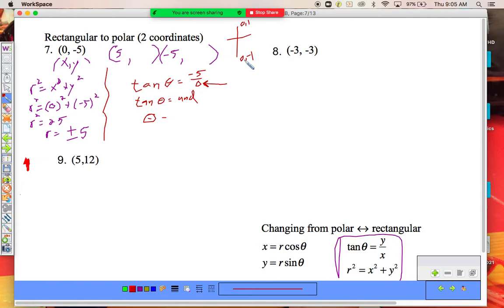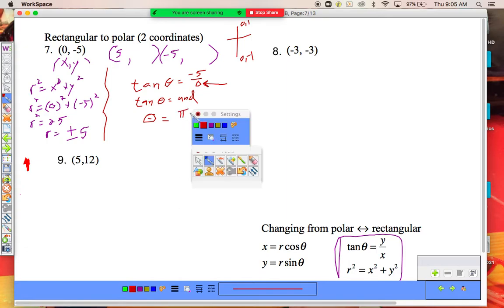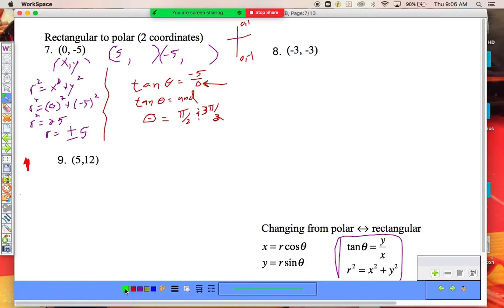And all of my pi over 2's, whatever they are. So I'm going to say my tangent of theta is undefined at pi over 2, and then 3 pi over 2. That is where, when you put your y over your x, you're going to have some number, which is your up and down movement, divided by 0, which was your left and right movement. So tangent is undefined at the top and the bottom. So I have two angles, pi over 2 and 3 pi over 2. And hopefully as we do these, it makes a little more sense.